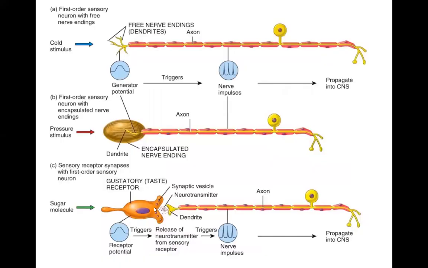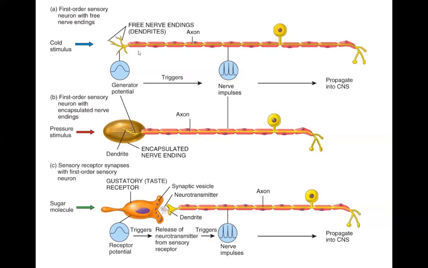Basically, they aren't neurons, but as you can see here, they release neurotransmitters that activate the neurons. So they have to first become excited, which then triggers a release of neurotransmitters into a cleft that then activate the receptors on this sensory neuron. No matter what, if you're dealing with free nerve endings, encapsulated nerve endings, or separate cells, the result is still the same. Action potentials or nerve impulses being propagated into the central nervous system.